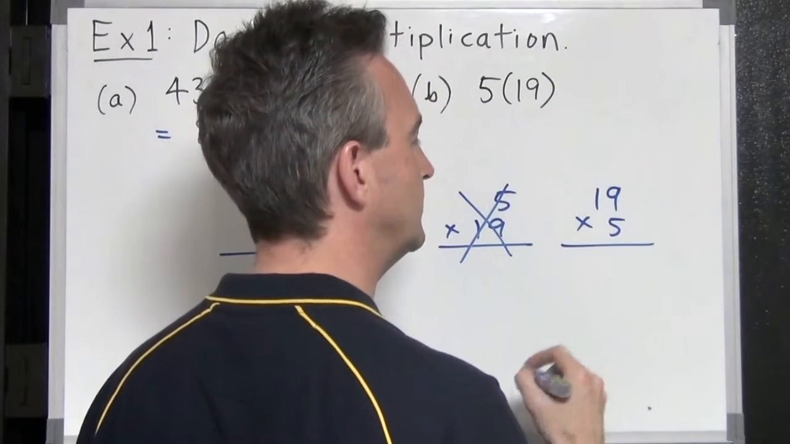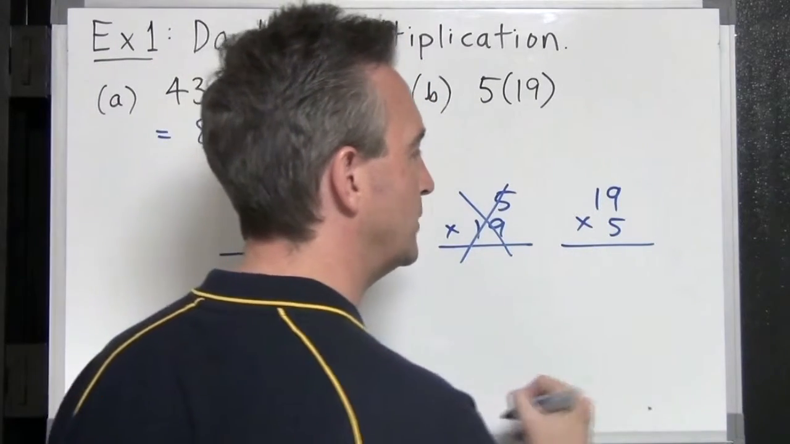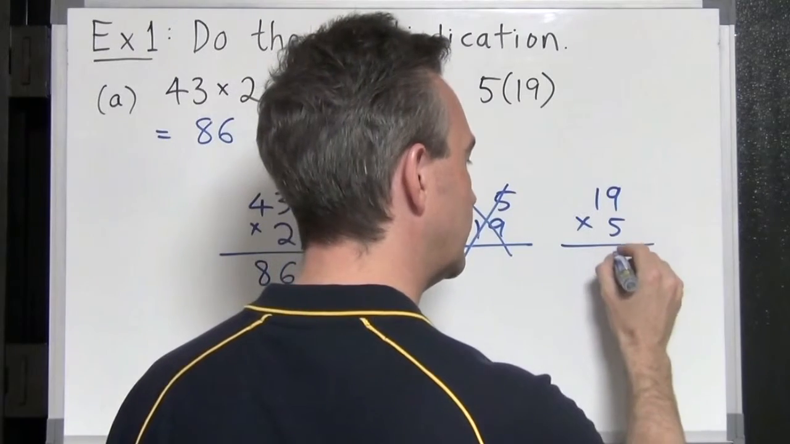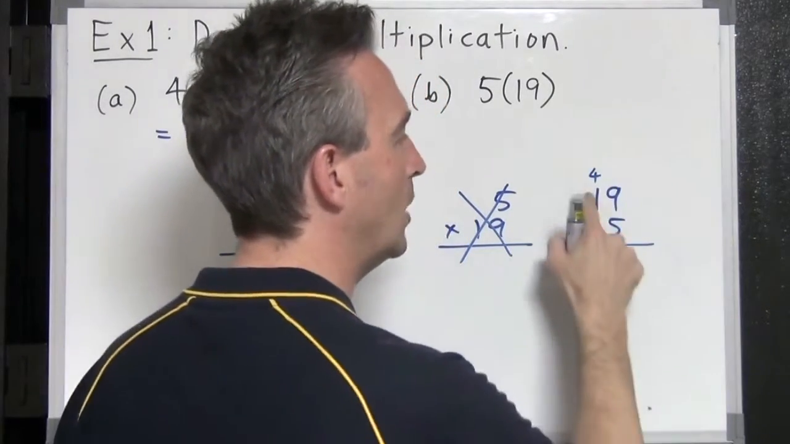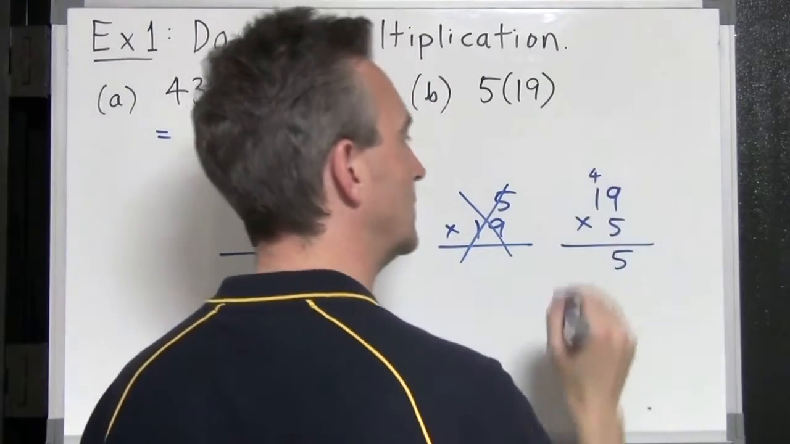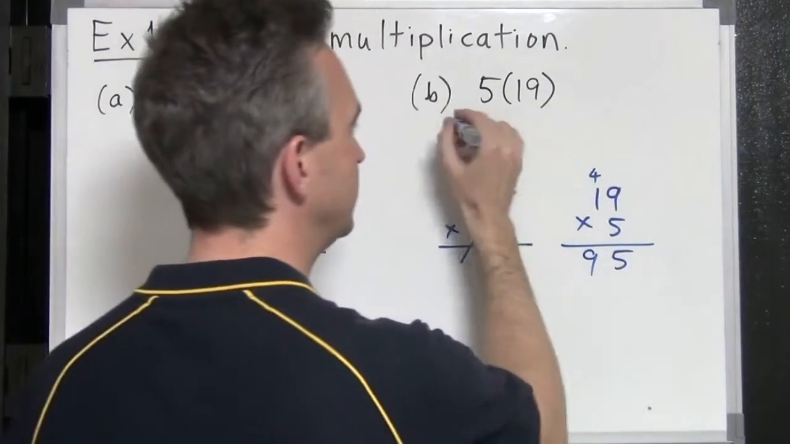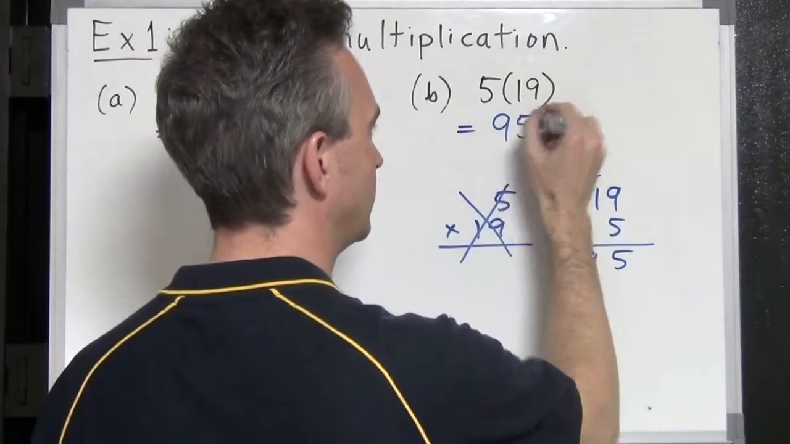5 times 9 is 45. What we do here, we don't write 45 because it's double digits. We only write the 5, and the 4 gets carried up here. And then we do 1 times 5 is 5, plus 4 gives 9. So the answer is 95.